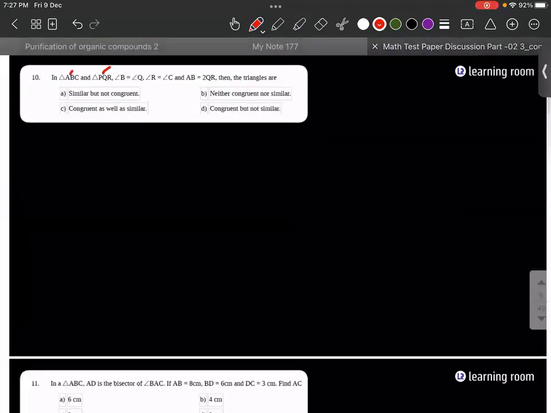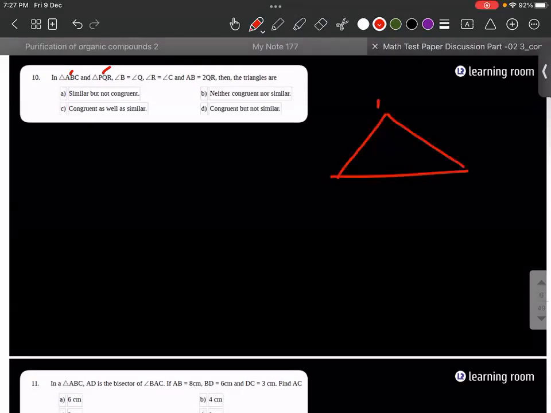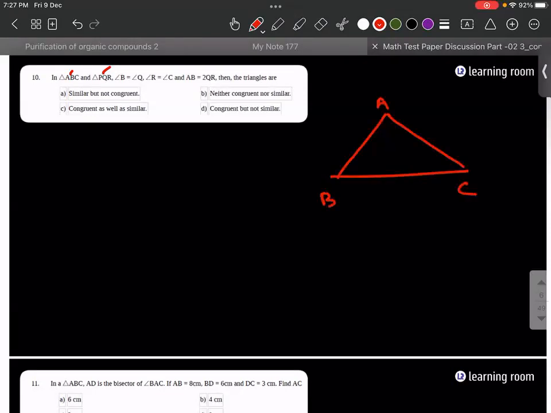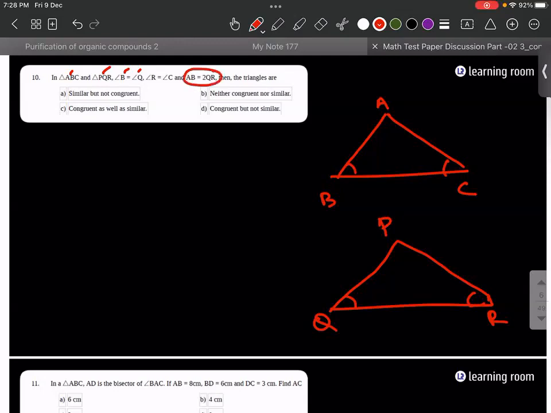So in triangles ABC and PQR, angle B is equal to angle Q, angle R is equal to angle Q, AB is equal to 2 times QR. Then the triangles are neither congruent nor similar? Why? They are similar but not congruent. In triangle ABC I take angle B equal to angle Q, and in the other triangle, angle C equal to angle R. If two angles are going to be the same, are they not similar according to AA criteria? They are not congruent because AB is 2 times QR.